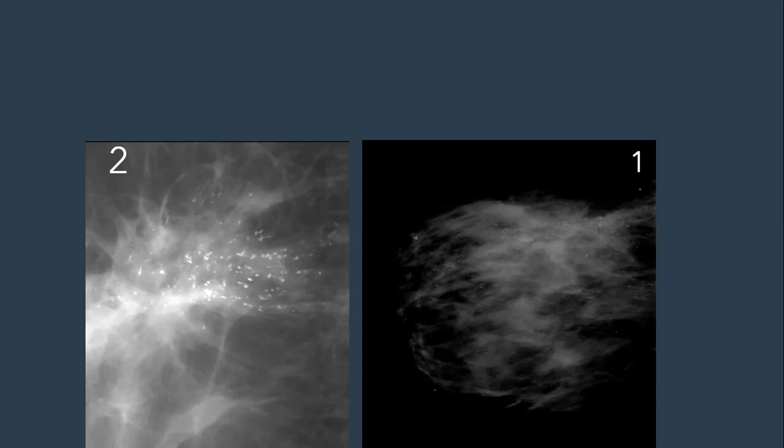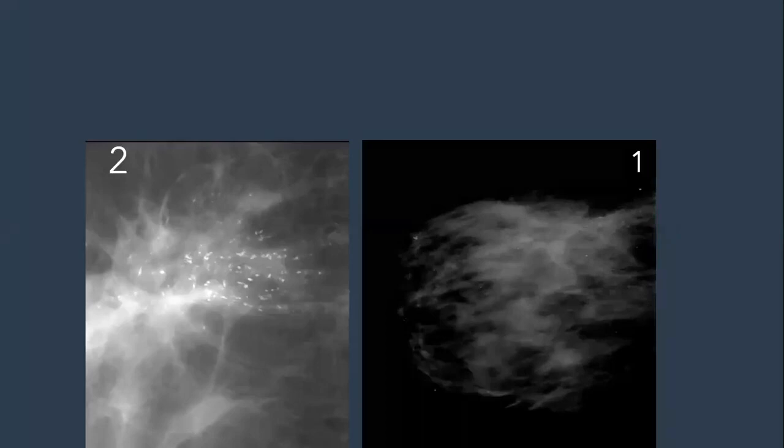I'm talking about case 2. So the morphology is pleomorphic, and the distribution. Only pleomorphic? Pleomorphic and coarse heterogeneous. Look at this. Sorry, this is linear, linear branching. Yes, okay, it can be linear. Okay, pleomorphic and linear type of calcification.